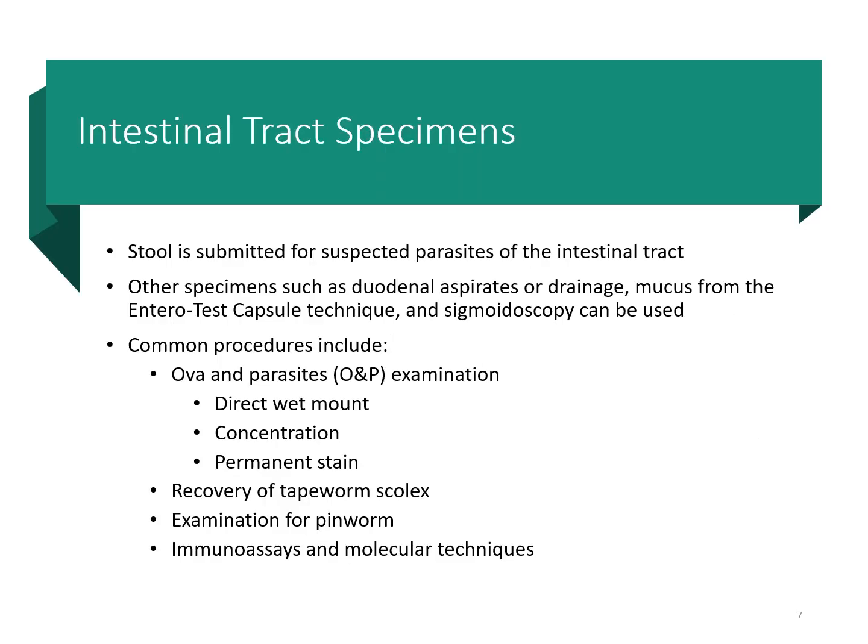With intestinal tract samples, the stool is submitted for processing if the provider suspects any sort of parasite of the intestinal tract. Other specimens that could be submitted would be different aspirates or mucus, or samples collected during something like a sigmoidoscopy. For this, you're doing an O&P, in which you're looking for the ova and parasites.